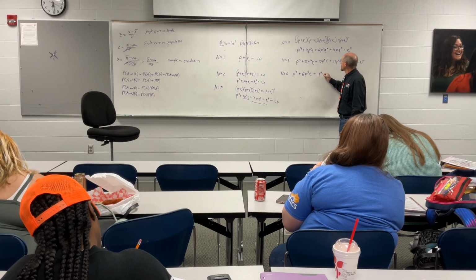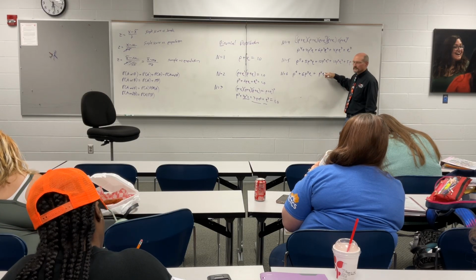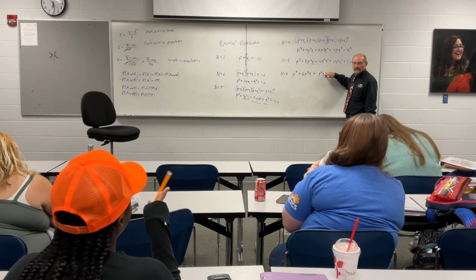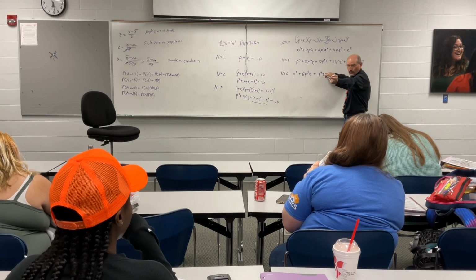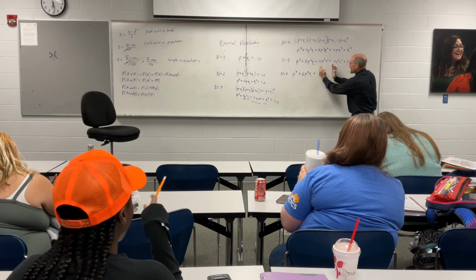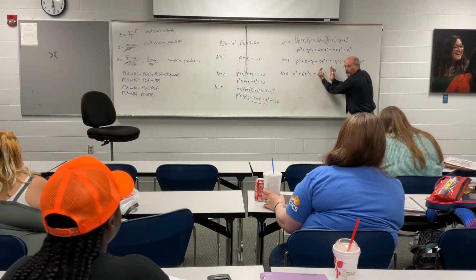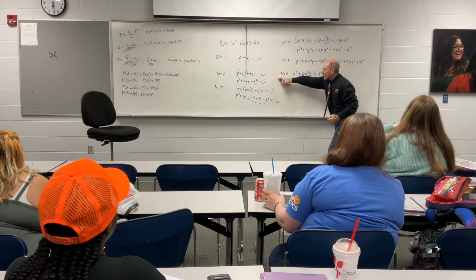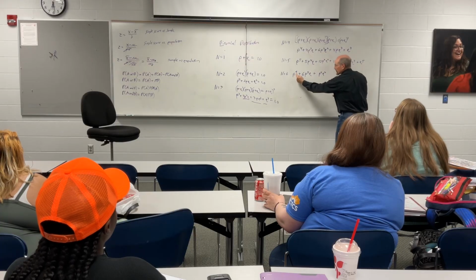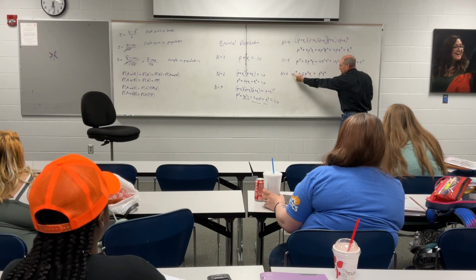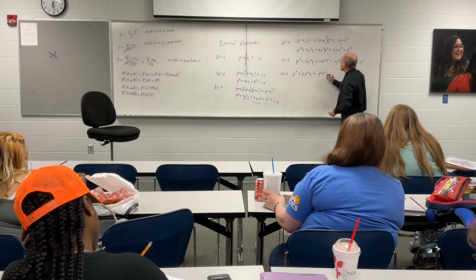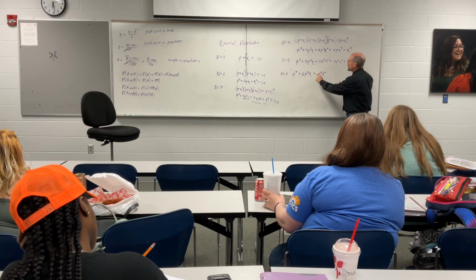If I have 4 successes, what's the exponent here? 2. In any given little piece of this, the 2 exponents must sum to n. So over here, 6 plus 0 is 6, 5 plus 1 is 6, 4 plus 2 is 6. So what's the coefficient in front of this one?